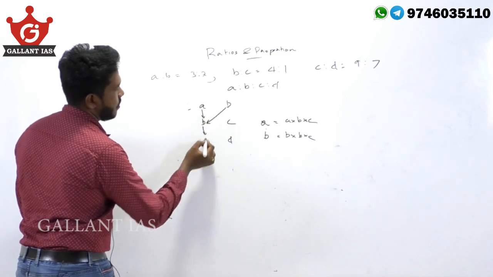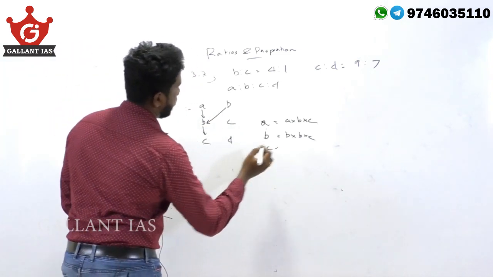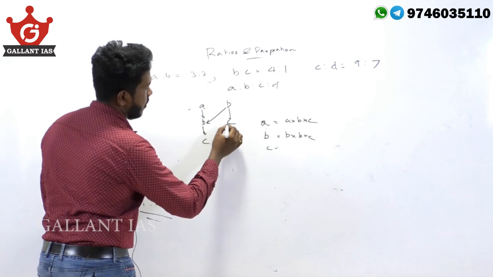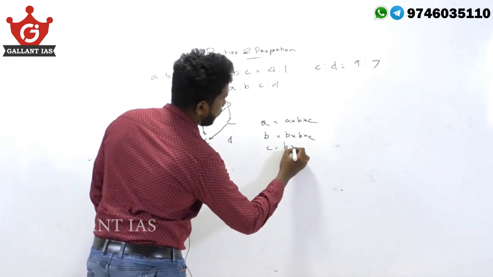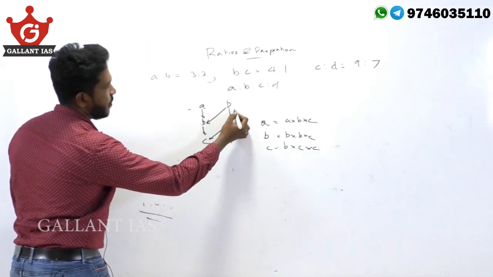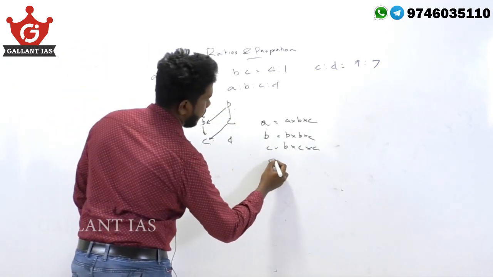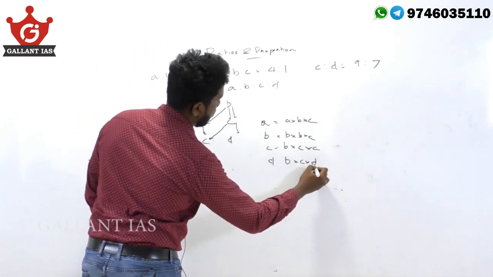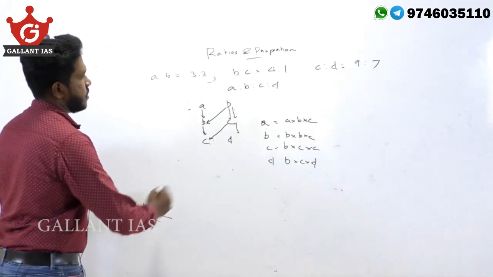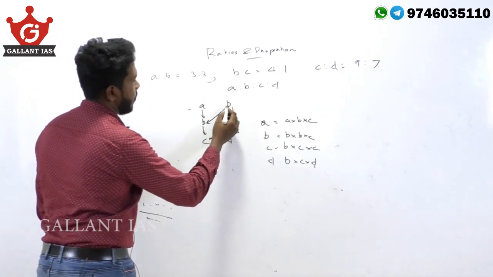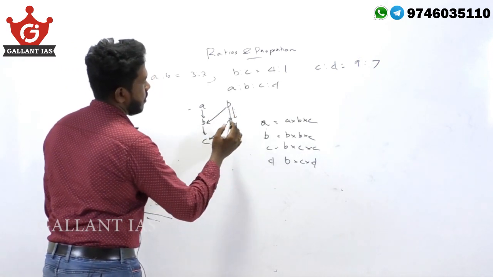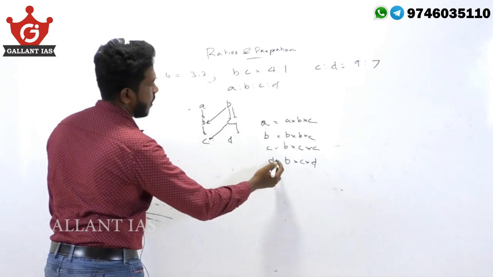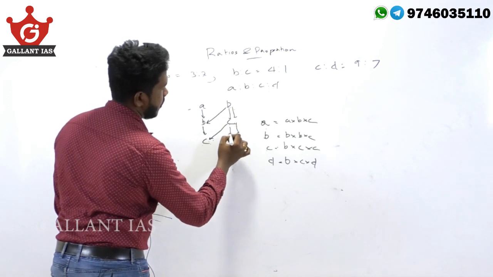Look at this arrow, B into C. And how to get the value of C? In order to get the value of C, first of all, go downwards, then come to C, that is B into C. And finally the value of D is what? Just multiply downwards, that is B into C into D. So A's value is A into B into C, B's value is B into B into C, C's value is B into C, and finally D's value is B into C into D.